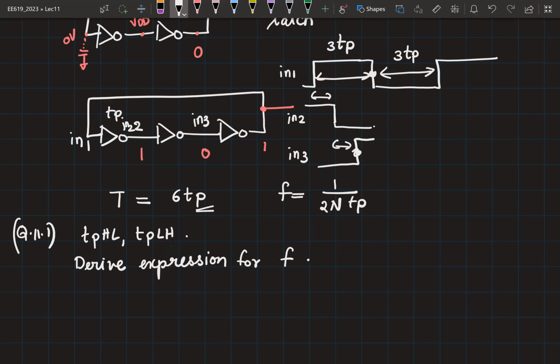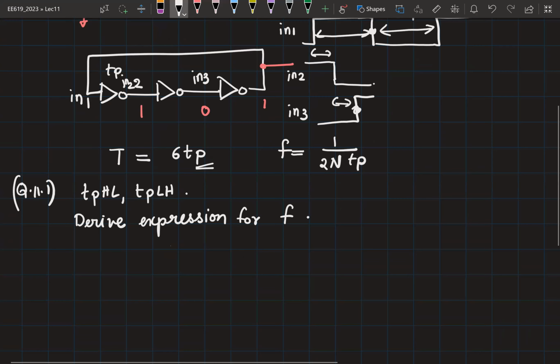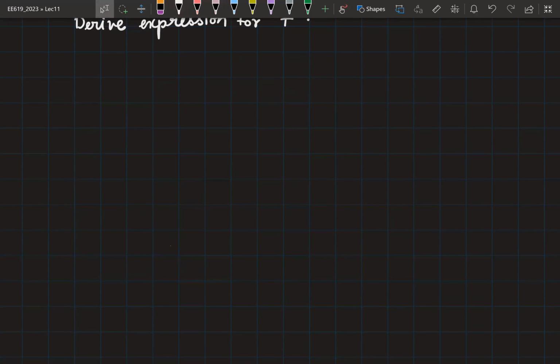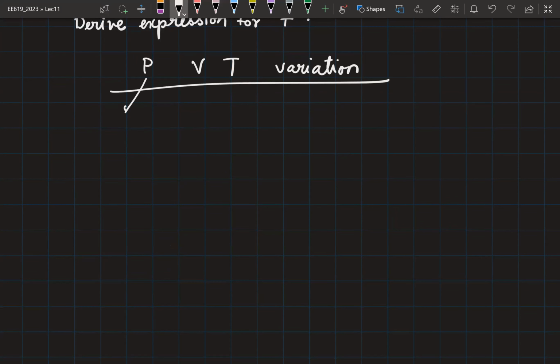Okay. So one of the places where a ring oscillator is used is to monitor the process variation in a chip. Okay. So have you heard of process variation? How many of you have heard? Okay, good. So I'm going to talk about PVT variation, where P stands for process, V stands for voltage, and T stands for temperature. So I'll cover the process variation in a little bit more detail.